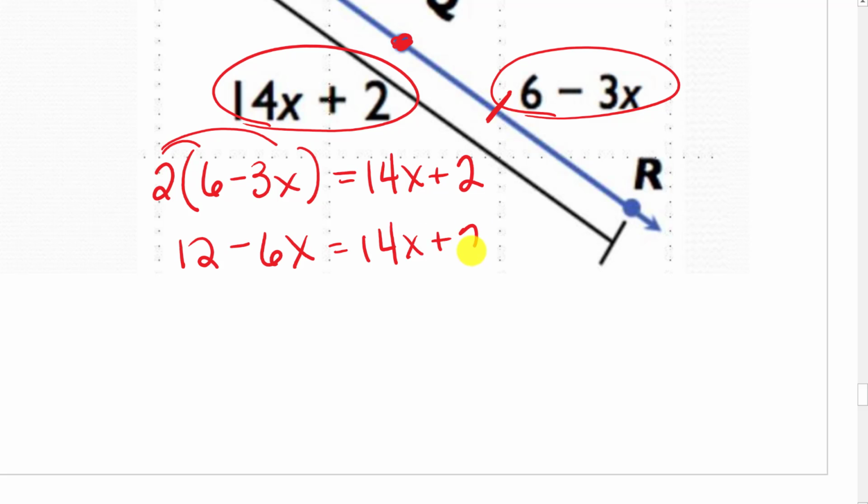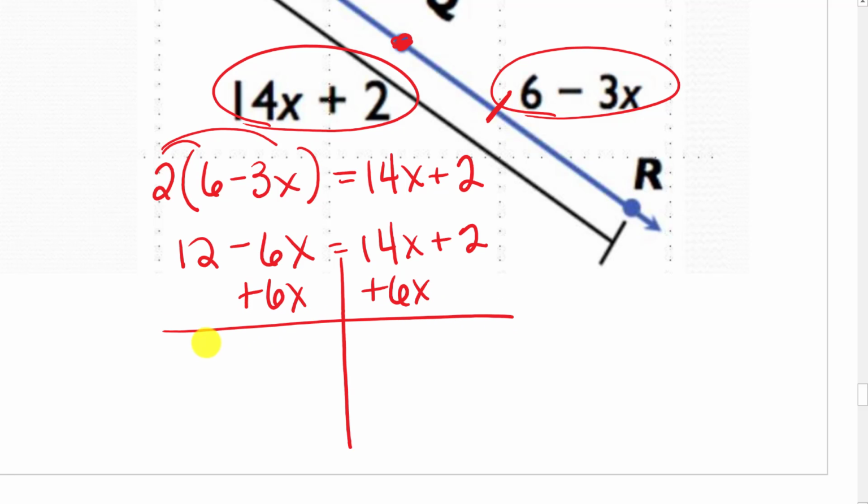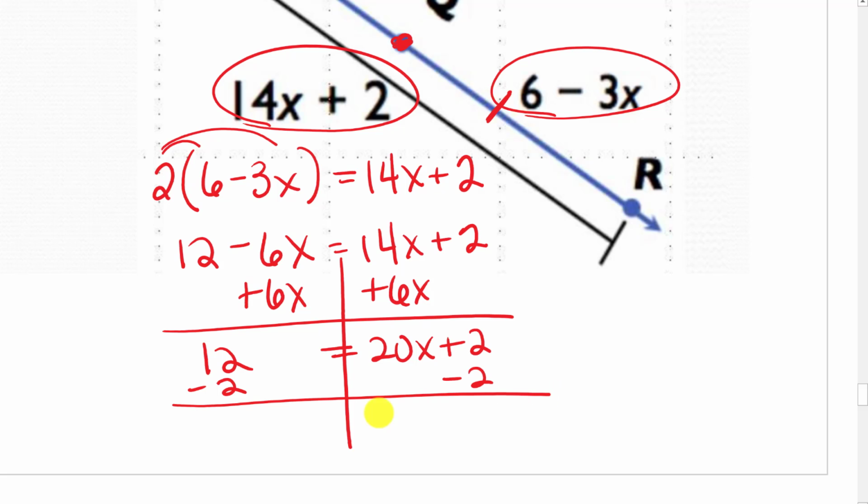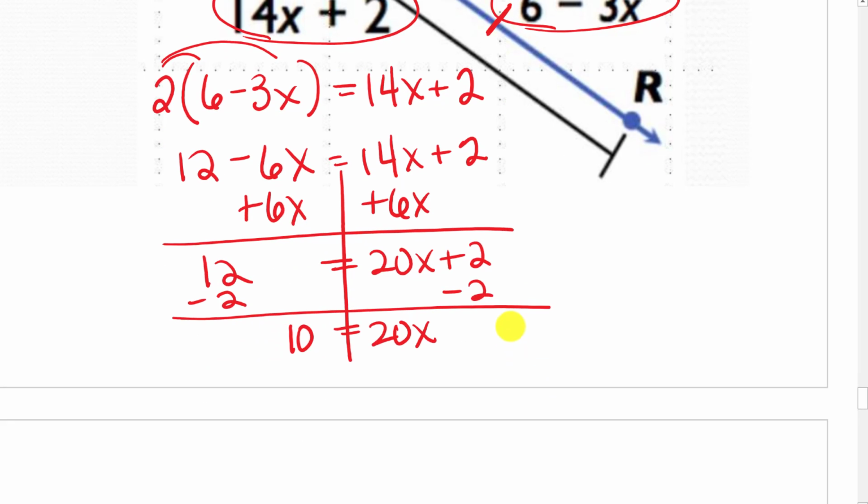And nothing changed there. I'm going to look at both sides of my equation. I'm going to get my x's to one side by adding 6x to both sides. So 12 equals 20x plus 2. Then I'm going to subtract 2 from both sides. 20x then equals 10, and divide both sides by 20, and x is going to equal 1/2.